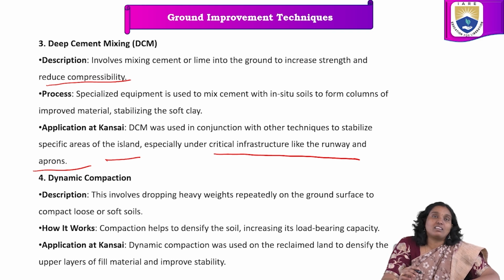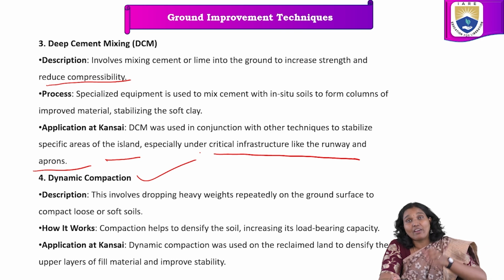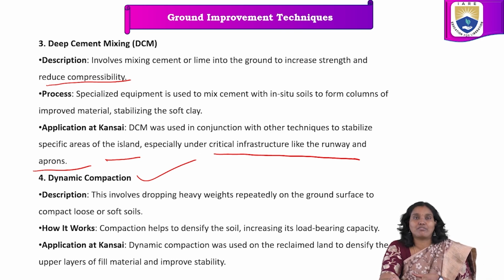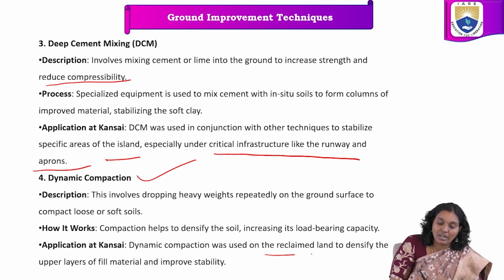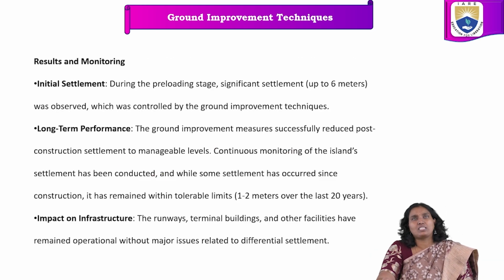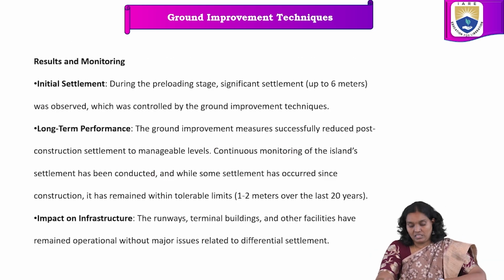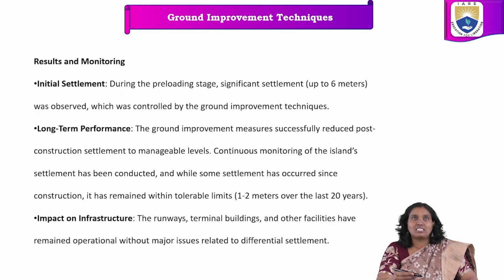Moving on to the other ground improvement technique, that is dynamic compaction. It involves dropping heavy weights repeatedly onto the ground surface to compact loose or soft soils. This compaction helps to densify the soil, increasing its load bearing capacity. It was applied on the reclaimed land to densify the upper layers of fill material and improve stability. These are the different ground improvement techniques we chose in this particular case study.